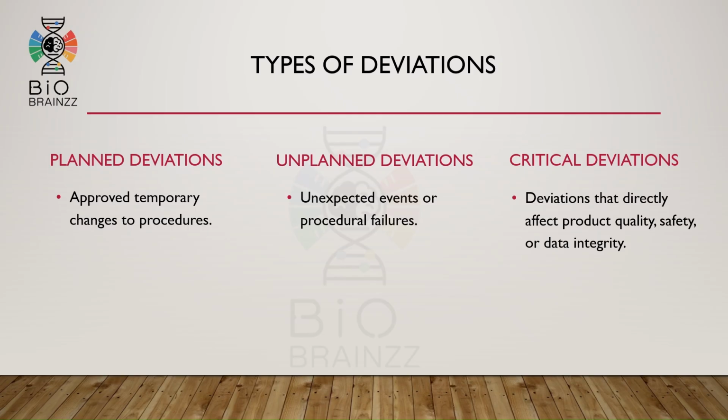Deviations are generally classified into three categories. Planned deviations are approved temporary changes to procedures. Unplanned deviations are unexpected events or procedural failures. Critical deviations directly affect product quality, laboratory safety, or data integrity and therefore require immediate attention.